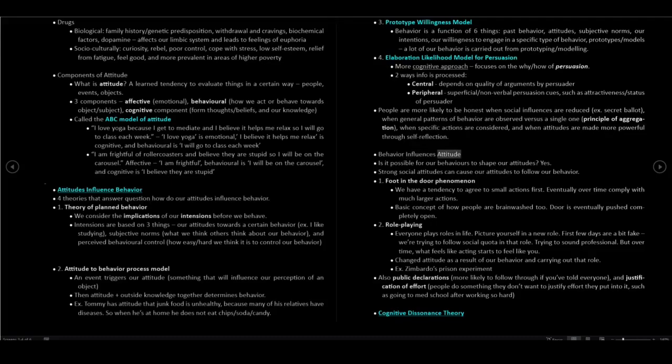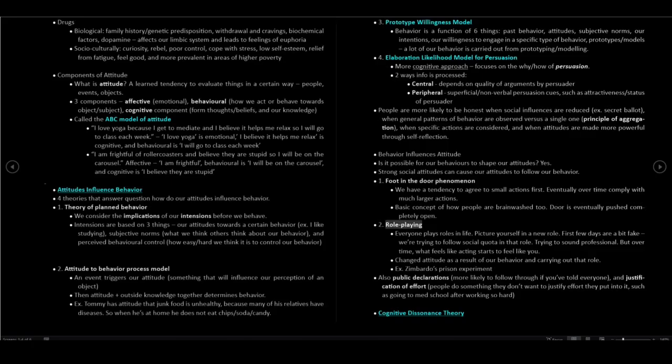Behavior influences attitude. Is it possible for our behaviors to shape our attitudes? Yes. Strong social attitudes can cause our attitudes to follow our behavior. 1. Foot in the door phenomenon. We have a tendency to agree to small actions first, and eventually over time comply with much larger actions. This is the basic concept of how people are brainwashed too. The door is eventually pushed completely open.